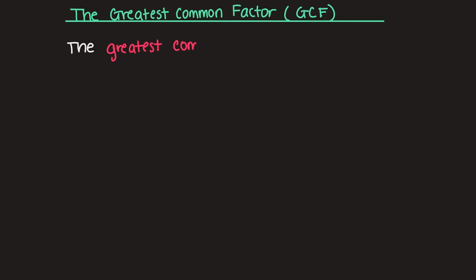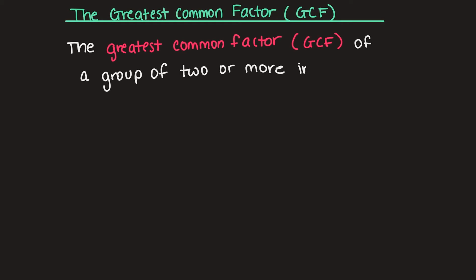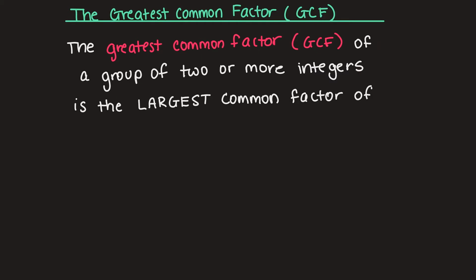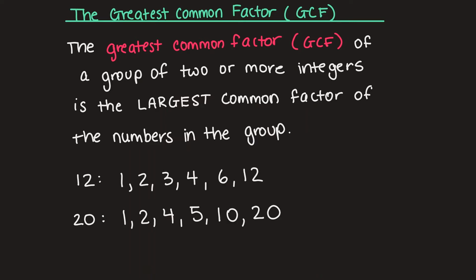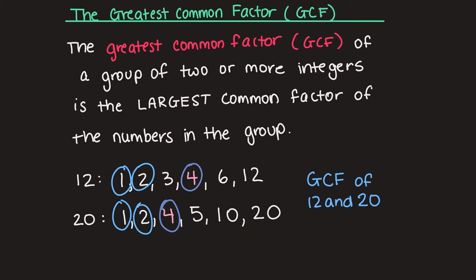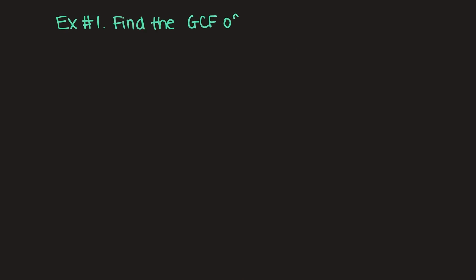So the greatest common factor of a group of 2 or more integers is the largest common factor of the numbers in the group. For example, if we want to find the GCF of 12 and 20, we can list their positive factors. So 12 and 20 have a 1 in common, and they also have a 2 and a 4 in common. However, the greatest common factor of 12 and 20 is 4, since this is the largest of the common factors. So let's try a few examples.